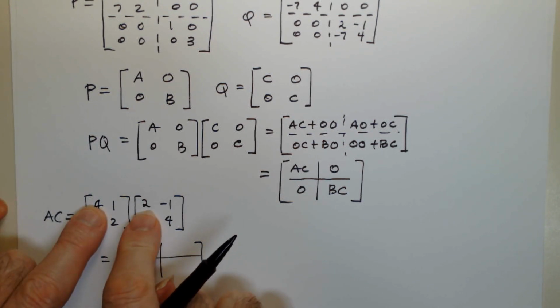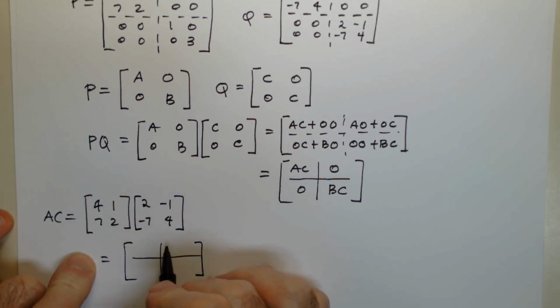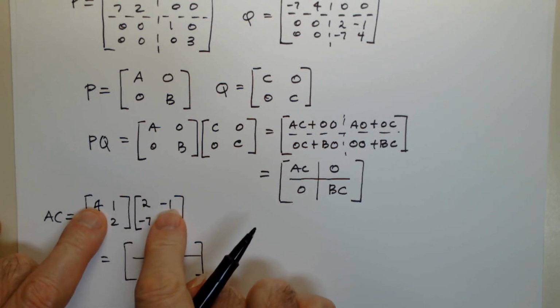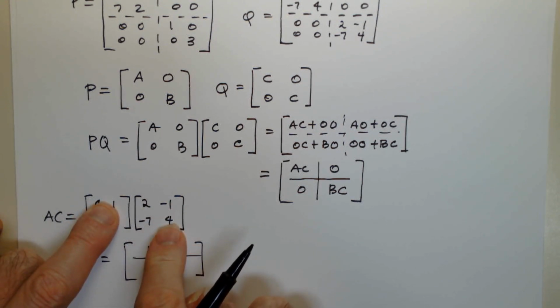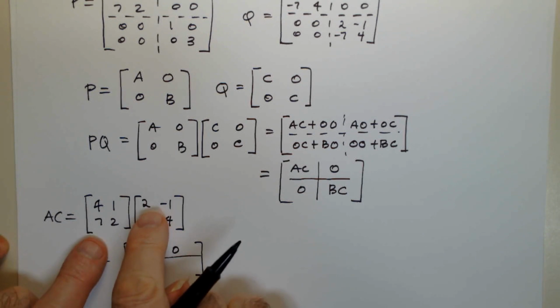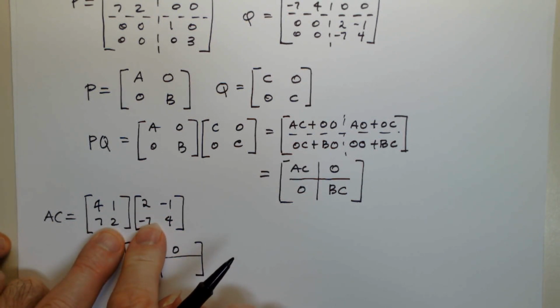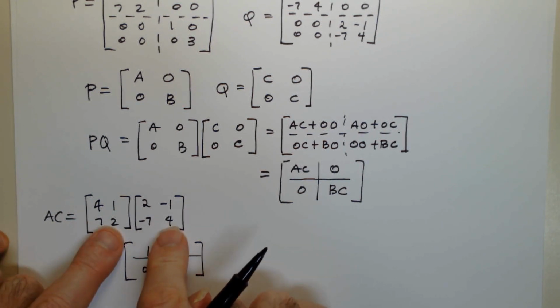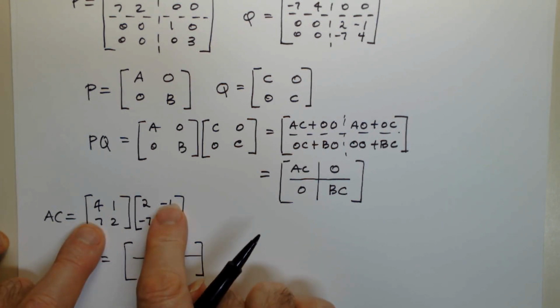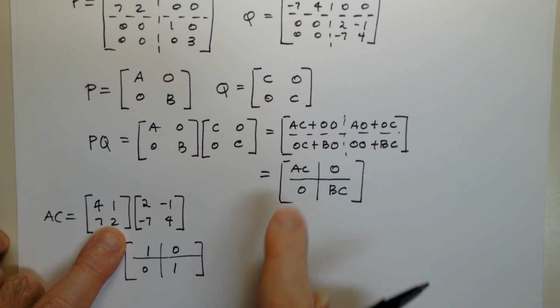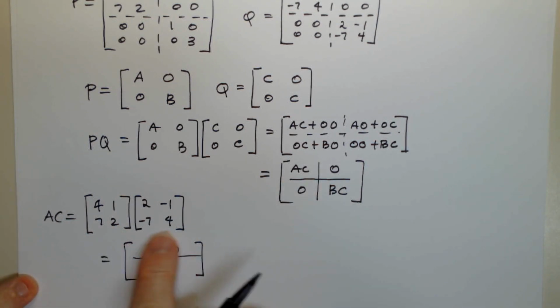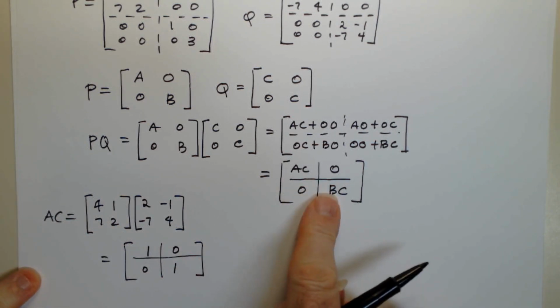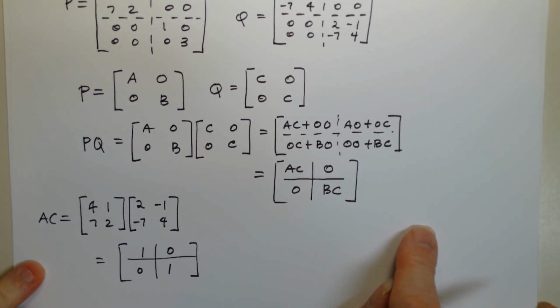Okay, so we're going to have 8 minus 7, that's 1. We'll have negative 4 plus 4, that's going to be 0. 14 minus 14, that's going to be 0. And then negative 7 plus 8 is going to be a 1. So we know what to put in there. It's going to be this 2 by 2 matrix here. Now we have to carry out b times c. Let's look at that calculation.